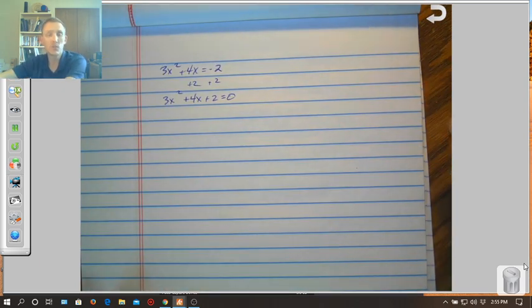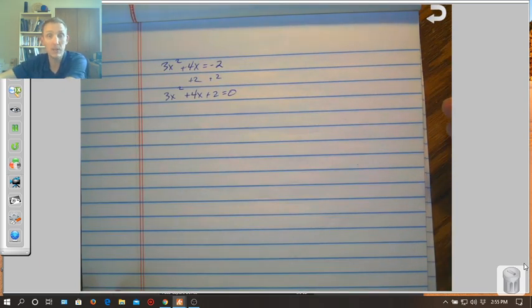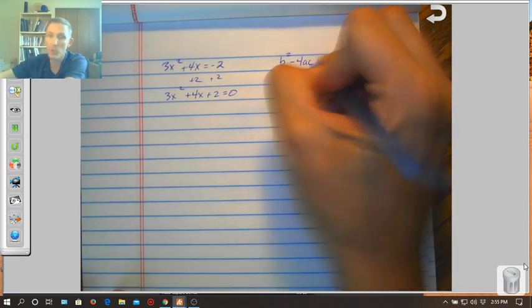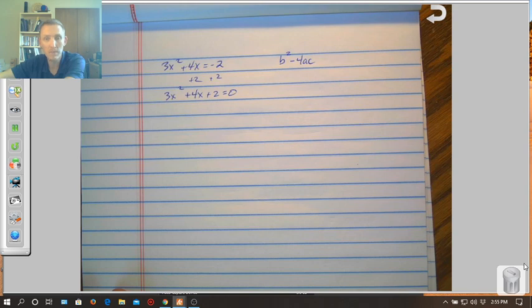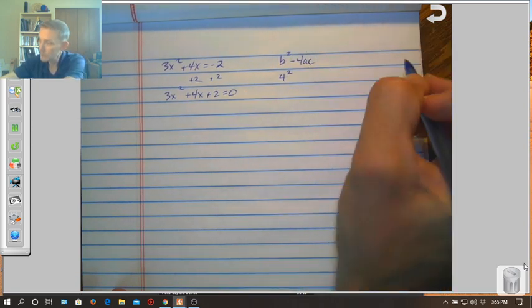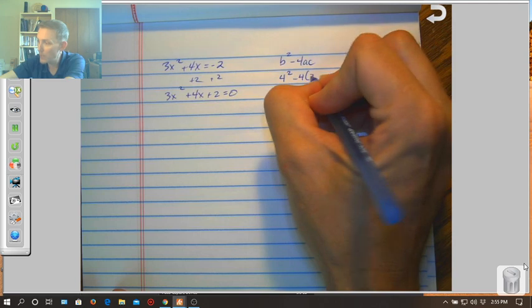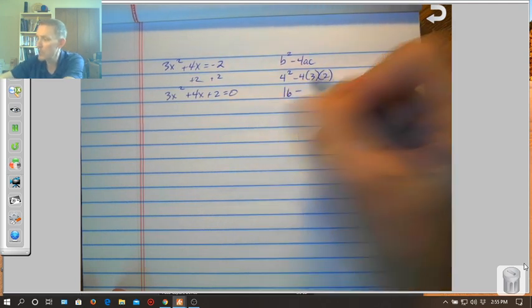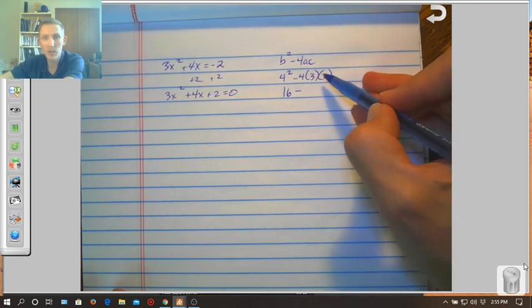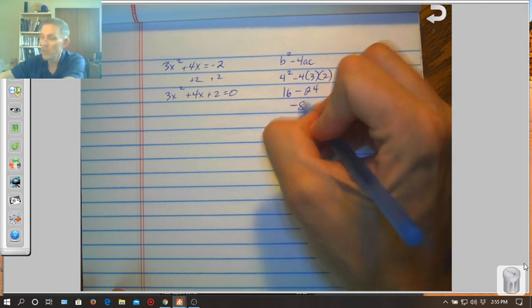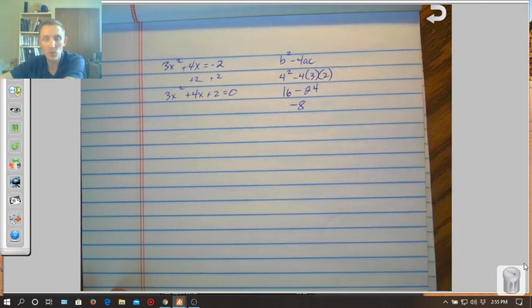I do not want to finish. I just want to know if I can finish, how many solutions there would be. So I'm going to consider the discriminant, which is b squared minus 4ac. B squared is going to give me what? It's going to give me 4 squared minus 4 times a, which is 3, times c, which is 2. 4 squared is 16. 4 times 3 times 2 is going to give me minus 24. And I get negative 8 for my discriminant.